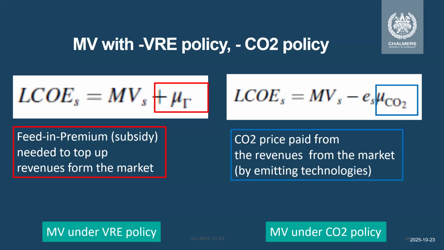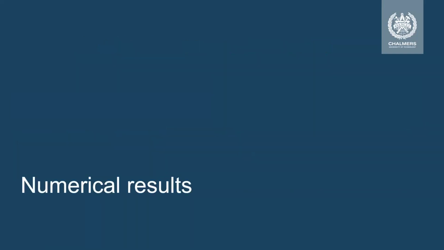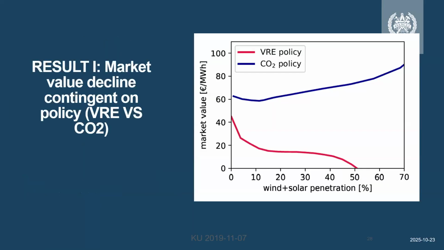So S is thermal technologies here? Yeah, S is any technology. But in the case of wind and solar, the emission factor is 0. Right, but on the left-hand side, the feed-in premium only goes to the technology that's subsidized. So from what I've been talking about so far, that is wind and solar.